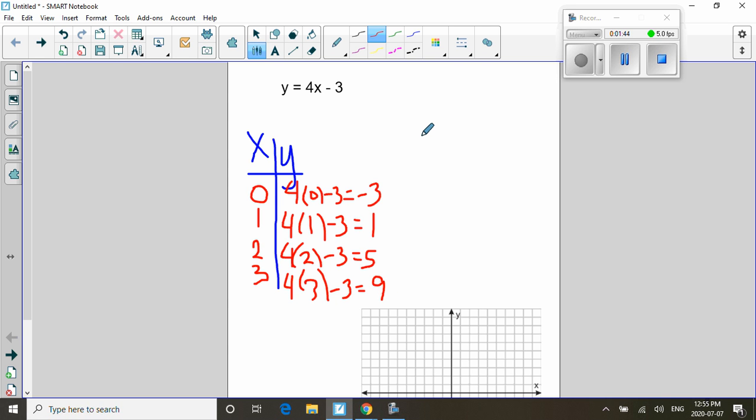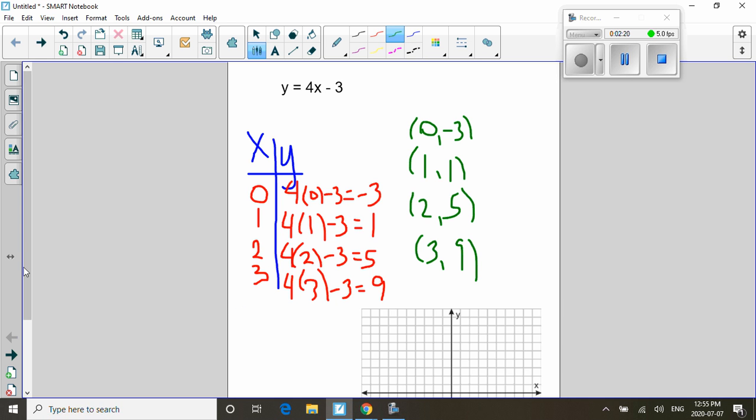Okay, and what this does is it gives you coordinate points. Your coordinate points are always x first, and then y. So I would have the point (0, -3) as one point. And then my next point would be (1, 1). And then (2, 5). And then (3, 9).